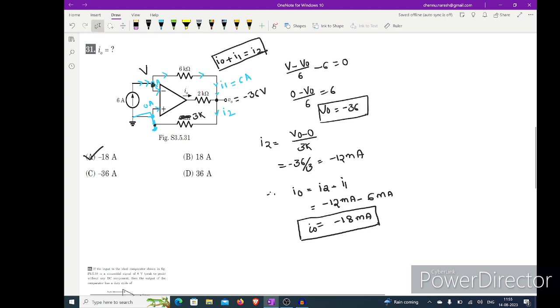So here mainly we have to see the current, how it is passing through the circuit. After 6 amps is coming here, the only trick is we have to apply the virtual short concept here, then we'll get the V naught. So this is all about question 2. We'll move to the other question.